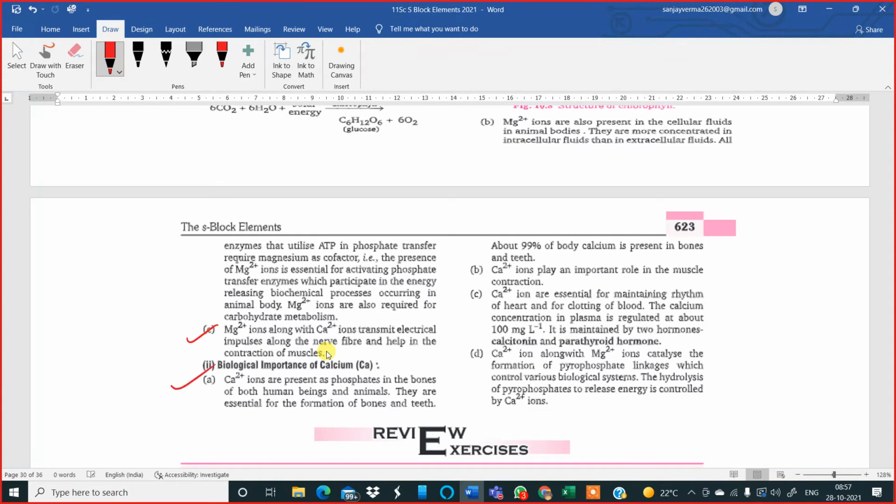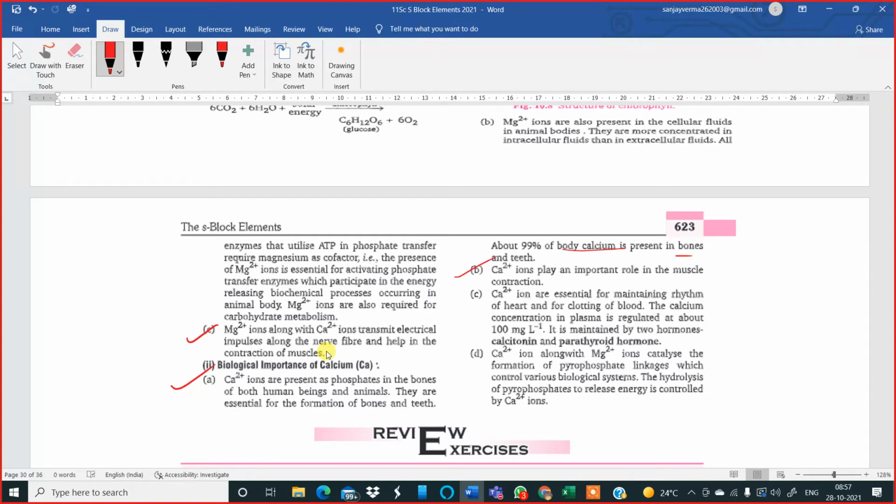Okay. Then we come to biological importance of calcium. Now, under this, just remember that calcium ions are present as phosphates in the bones of both human beings and animals. They are essential for the formation of bones and teeth. Now, remember, 99% of body calcium is present in bones and teeth. Only 1% you will find in the muscles or maybe in the fluid system of the human body.